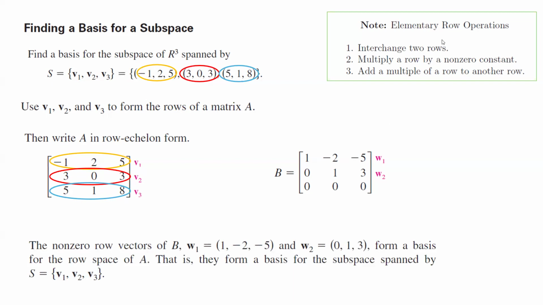These 2 non-zero rows, W1 and W2, form a basis for the row space of matrix A. That is, these 2 vectors basically span the subspace. So any vector here can be written as a linear combination of these 2 vectors, and these 2 vectors are linearly independent from each other. So here you can use this method to find the basis for the subspace for the space as well.